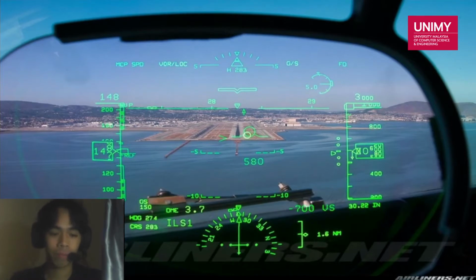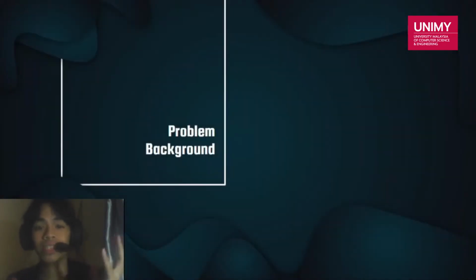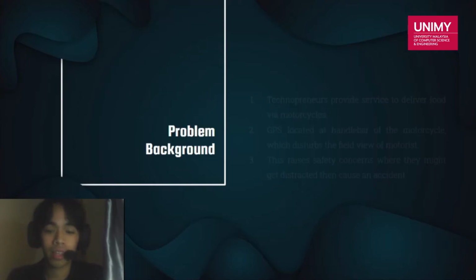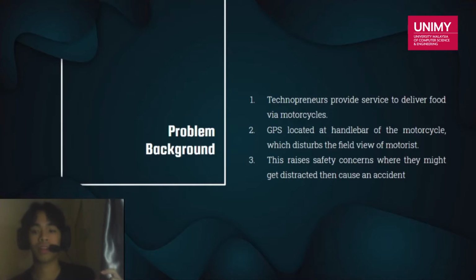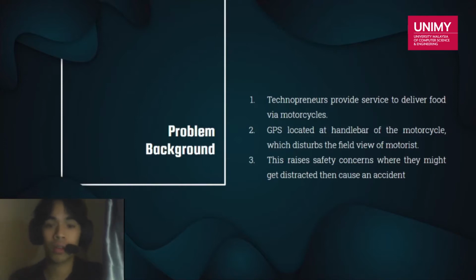First of all, I would like to talk about the reason behind this project. Nowadays, food delivery services from techpreneurs, like Foodpanda, GrabFood, and others, utilize Google Maps or Waze on their phone, which is attached to the handlebar of their motorcycle. This is considered dangerous, as the phone that displays their navigation route is not in their field of vision, so they have to keep looking up and down from time to time to reconfirm whether they are going in the right direction. This action may cause accidents, from small ones to big ones.